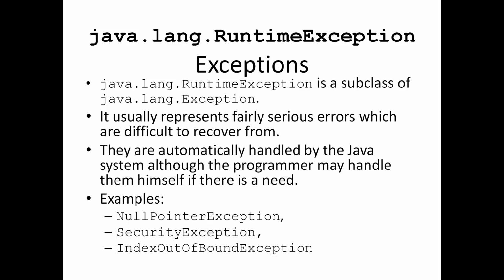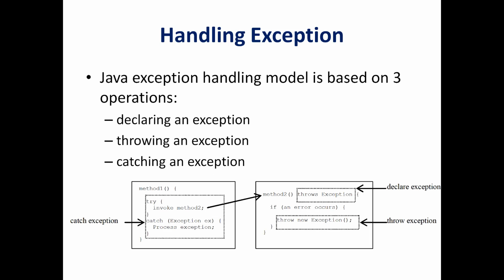IndexOutOfBoundsException generally happens in the case of an array index. When you try to access an array element which is not in your declaration, it's a runtime exception, and it's actually IndexOutOfBoundsException. So look at the class name. These class names are very long, but the convention is that the first character of every word is capitalized, so you automatically remember them. Java exception handling is based on three operations.